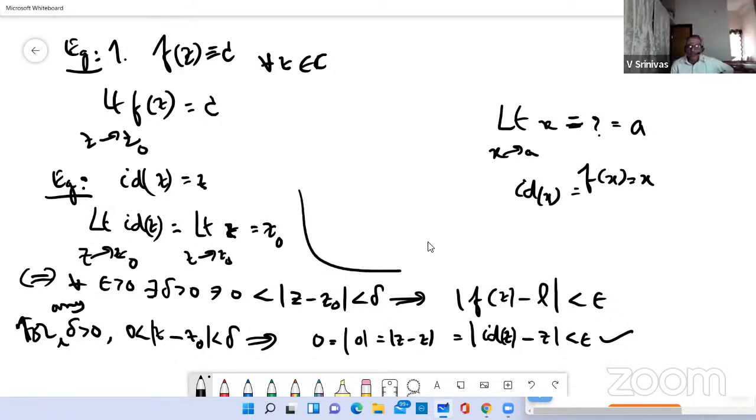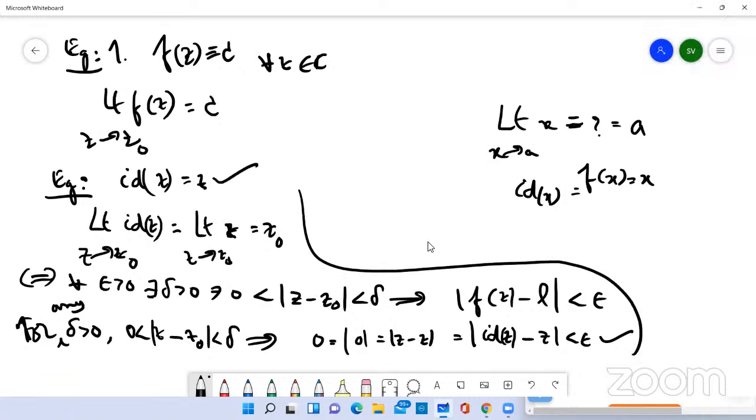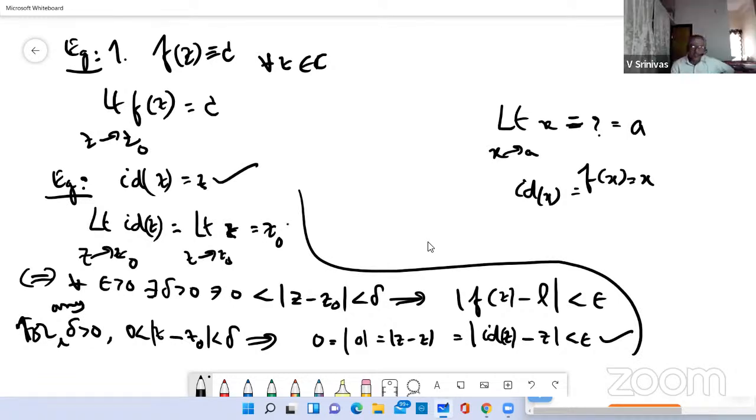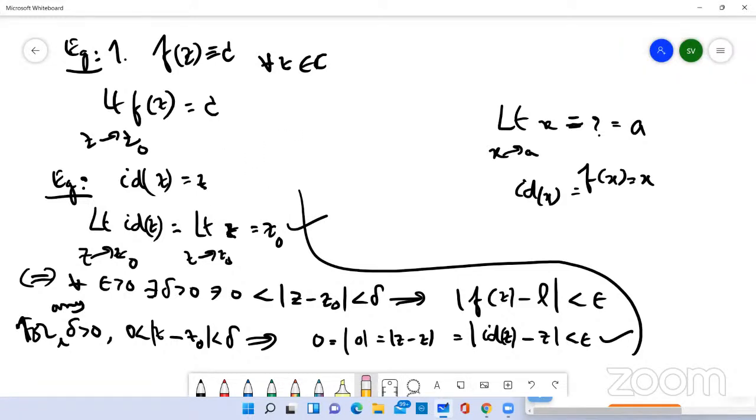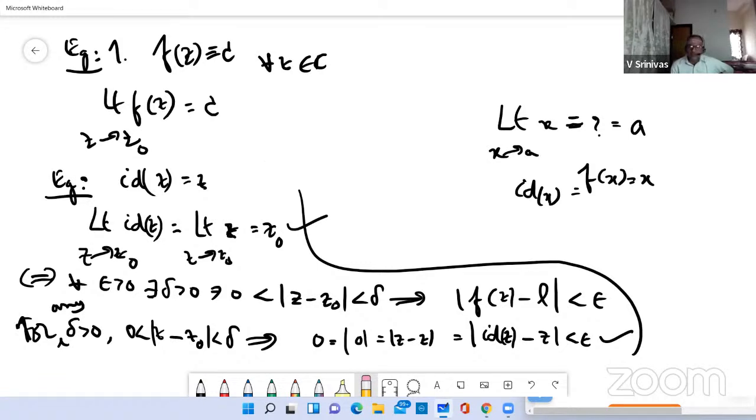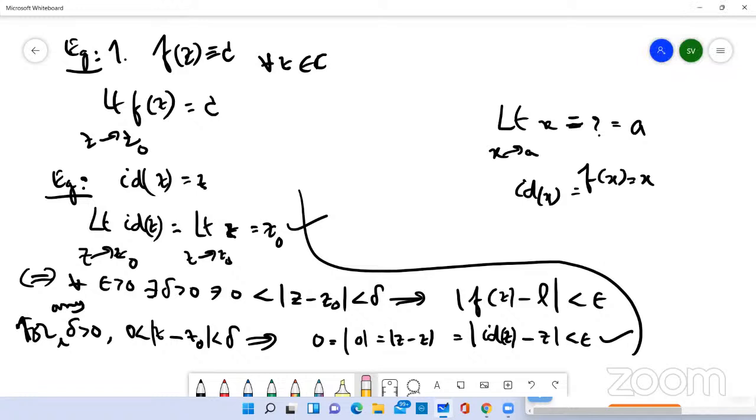So the limit of id of z as z goes to z naught, with id of z being z, is z naught. That is the second example.